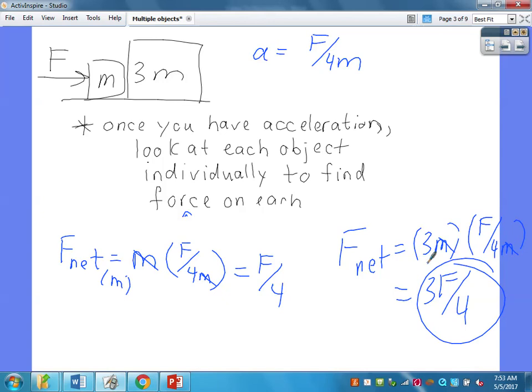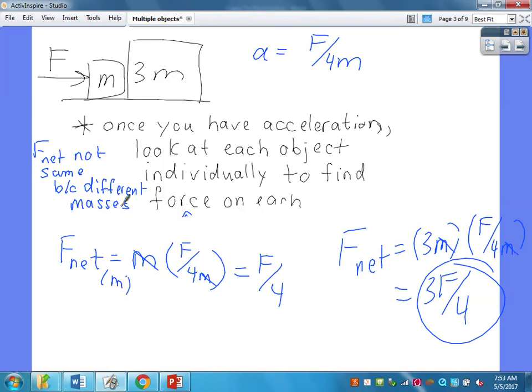So one of the big things to notice here is that while the acceleration is the same for both boxes, the net force is not the same, because they have different masses, all right? Because of different masses.